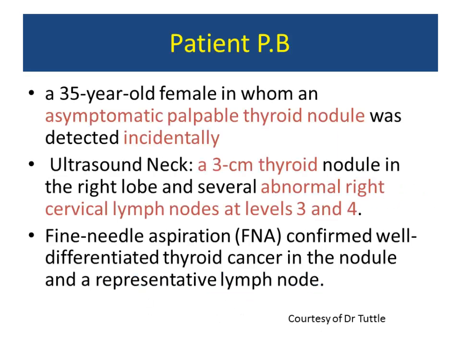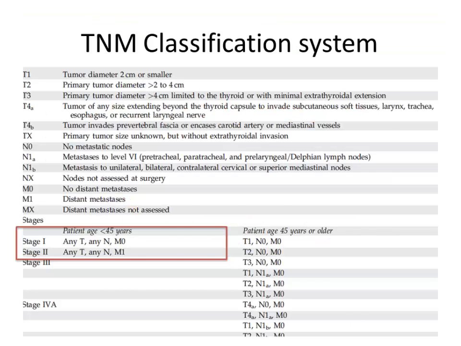On that basis, let me give you a case, and that's where I'll ask for your interaction, just because it's getting late and everyone had a heavy lunch. So let's start with this patient. A 35-year-old female in whom an asymptomatic palpable thyroid nodule was detected incidentally. Ultrasound showed a 3 centimeter thyroid nodule in the right lobe, and several abnormal right cervical lymph nodes at levels 3 and 4. Fine needle aspiration confirmed well-differentiated thyroid cancer in the nodule and a representative lymph node. So on that basis, how do you want to classify this patient?